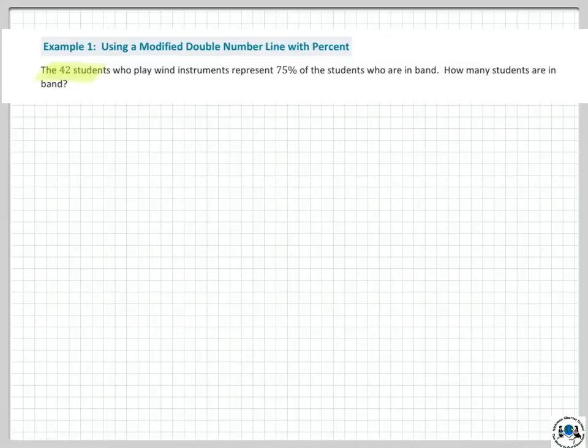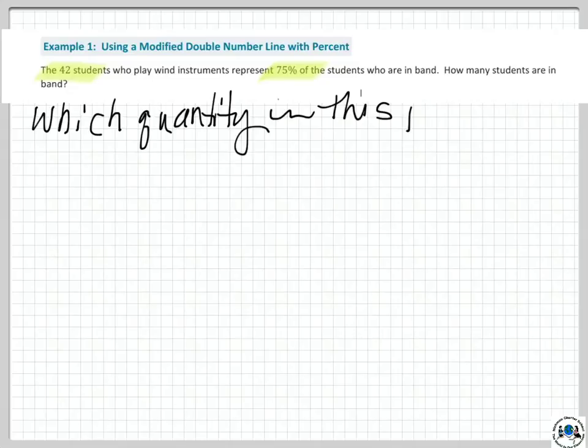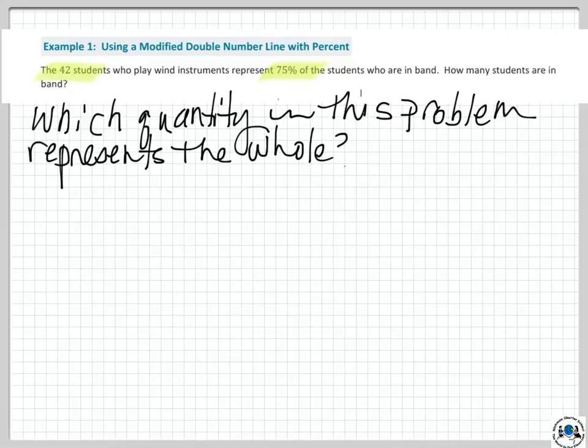Here's our problem. The 42 students who play wind instruments represent 75% of the students who are in the band. How many students are in the band? Okay, one thing to think about. The question we ask ourselves is which quantity in this problem represents the whole? The whole, always so important. Finding the whole, deciding on the whole, identifying the whole. Very, very important and not always so easy.